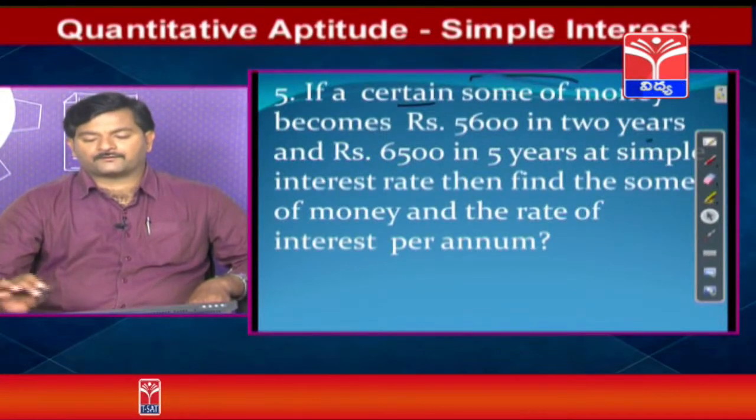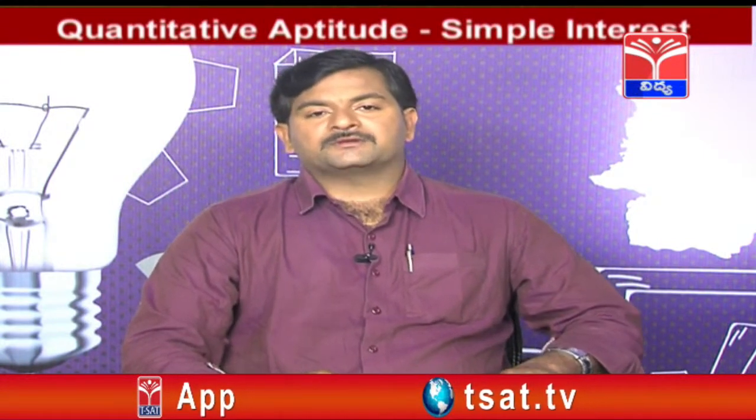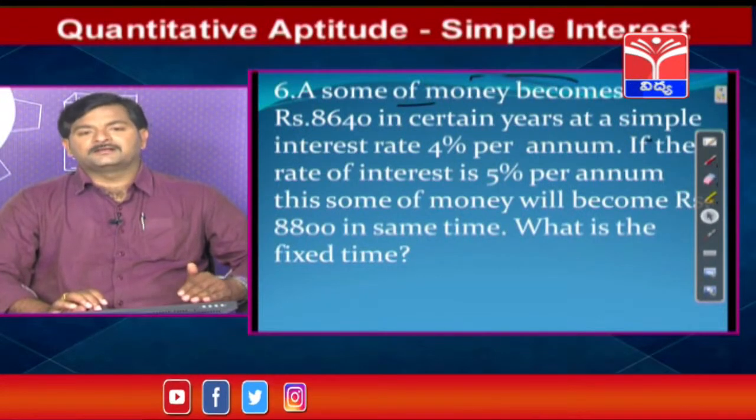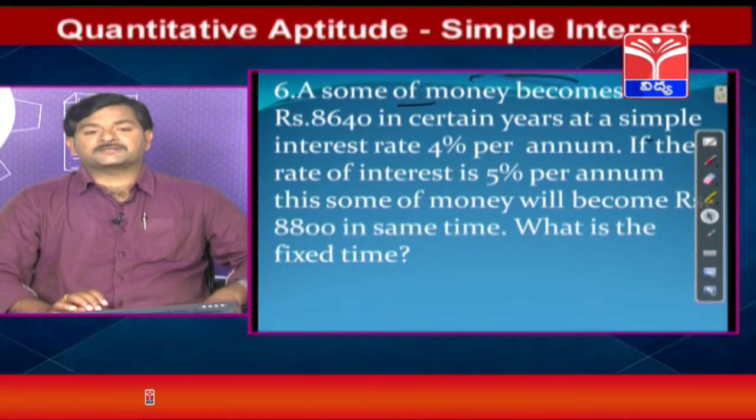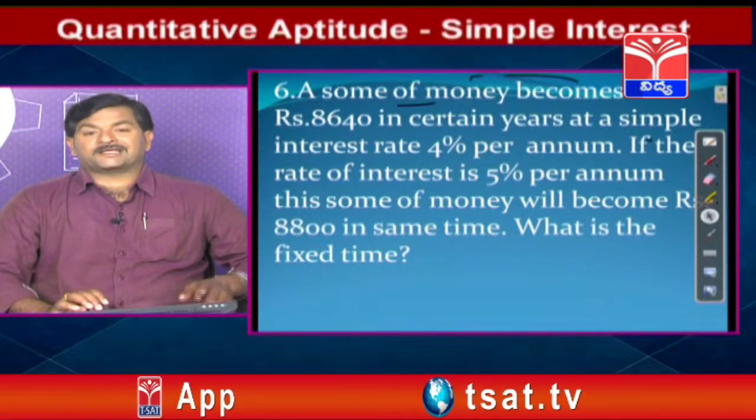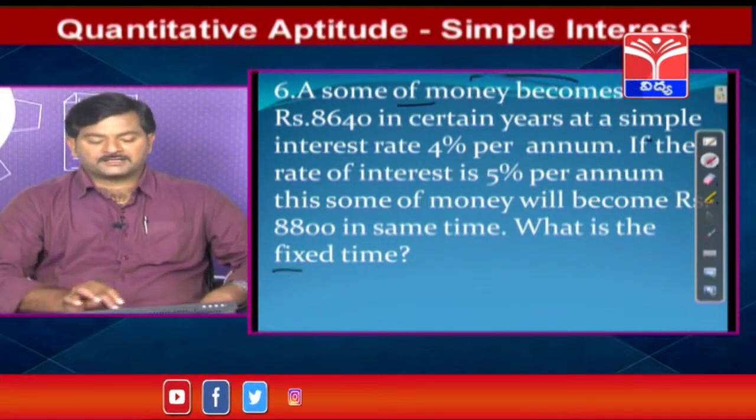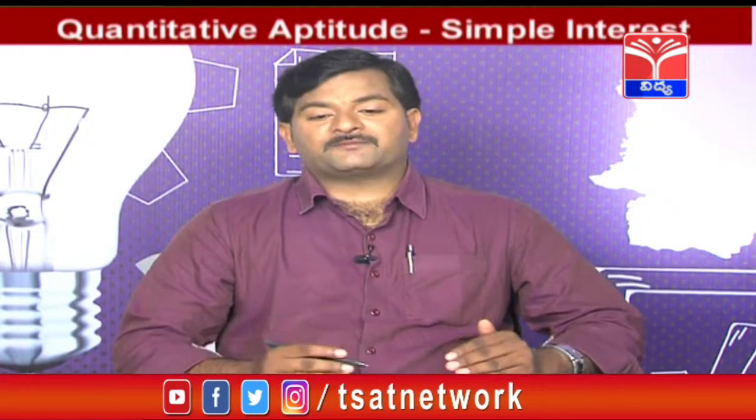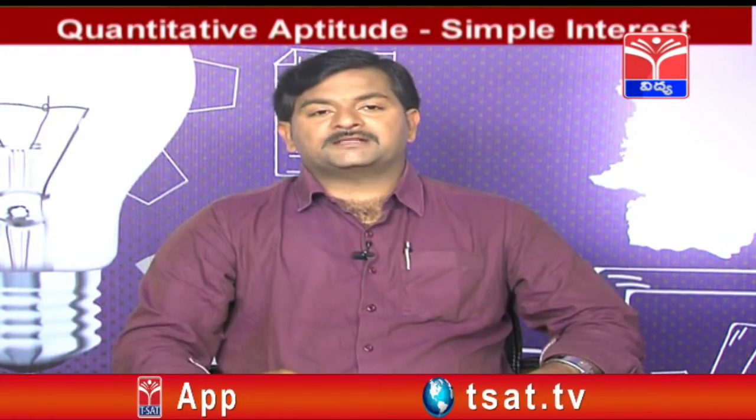Now we focus on the next question. Here it is the 6th question. A sum of money becomes 8640 in certain years at simple interest rate of 4% per annum. If the rate of interest is 5% per annum, the sum of money will be rupees 8,800 in the same time. What is the fixed time? Ultimately he asked you to find the fixed time. But what is given? Certain sum of money becomes, certain sum of money becomes how much?